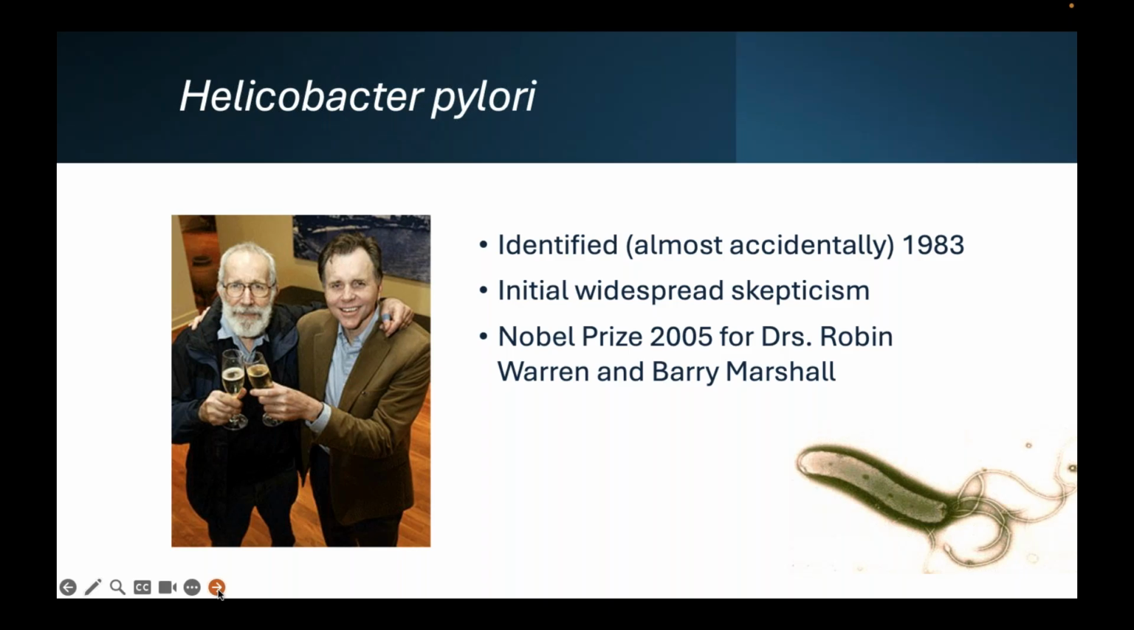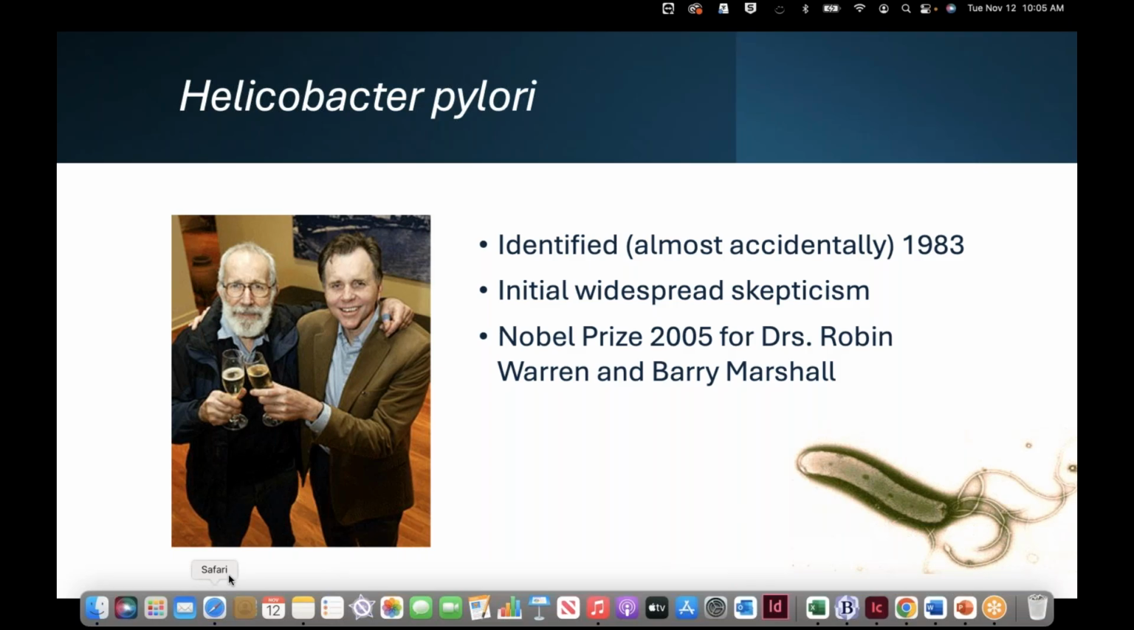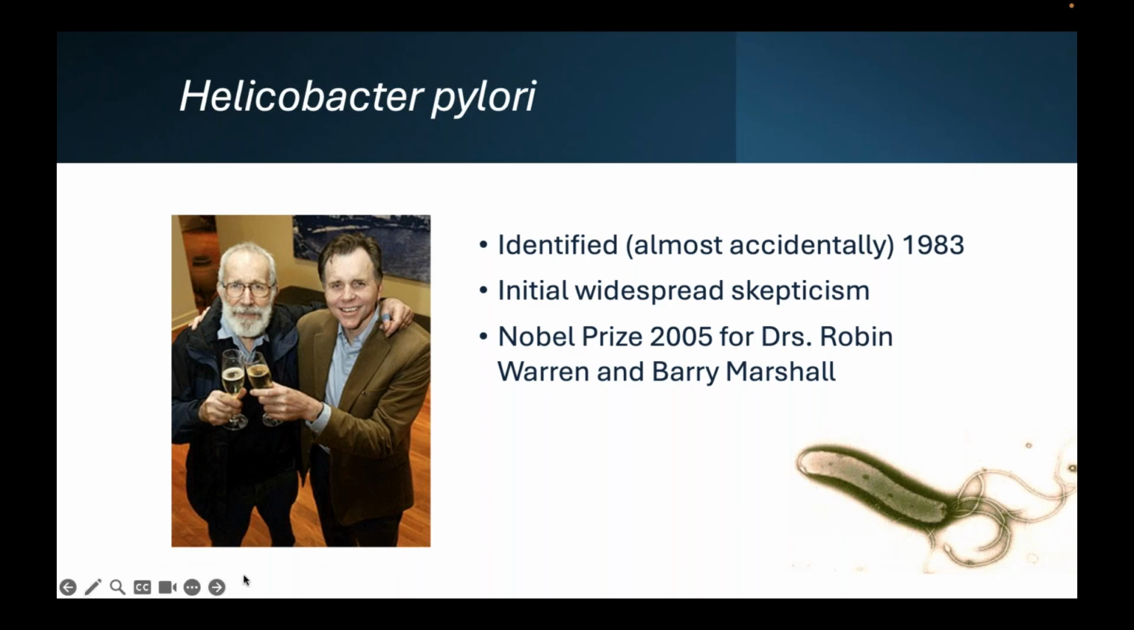So at the time, the medical establishment was not really ready for such a revolutionary idea. Peptic ulcer disease was thought at that time to be related to psychological stress and acid hypersecretion. But ultimately, they persuaded everyone that they were right, and 22 years later after their discovery, they ultimately shared the Nobel Prize for H. pylori's role in peptic ulcer disease. Next slide.